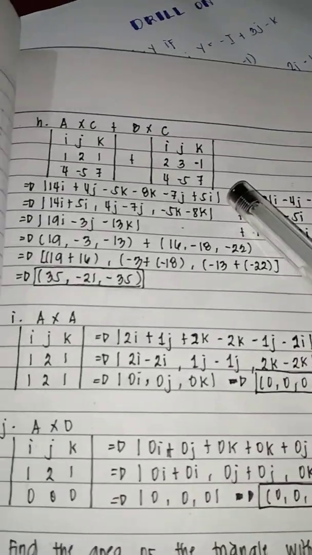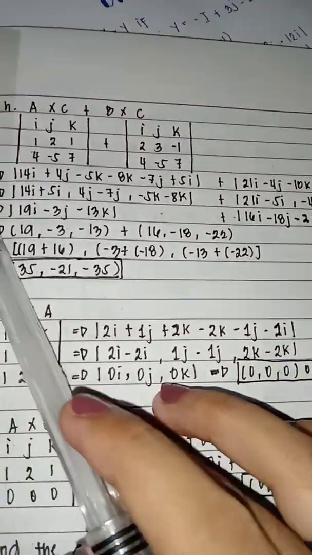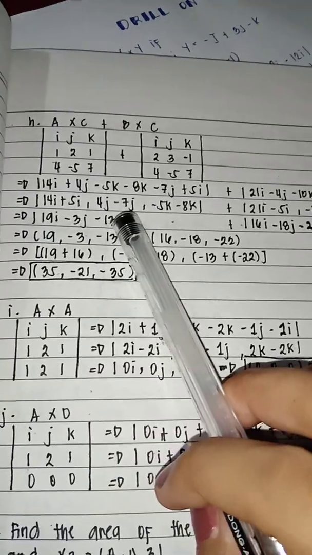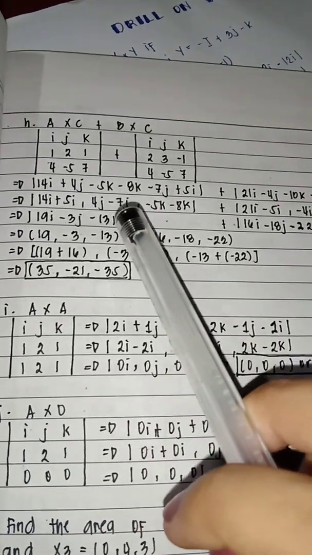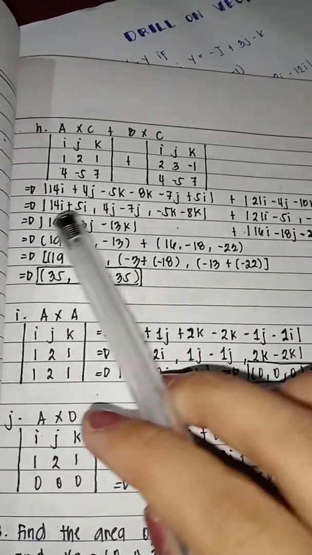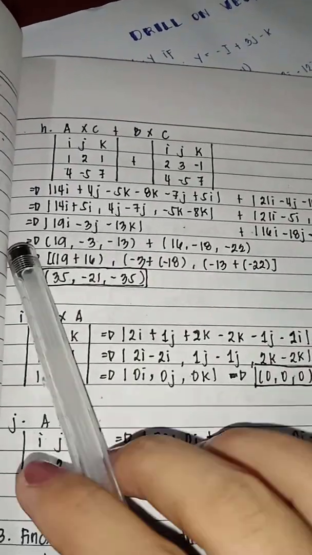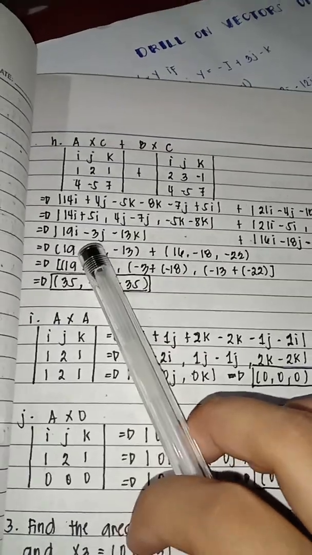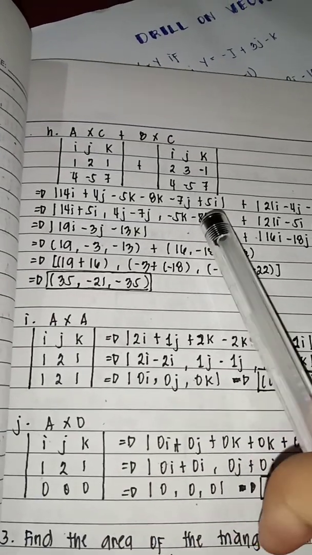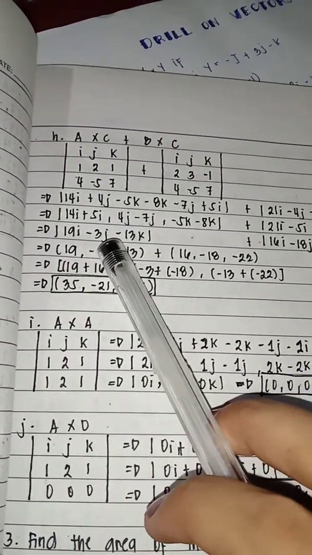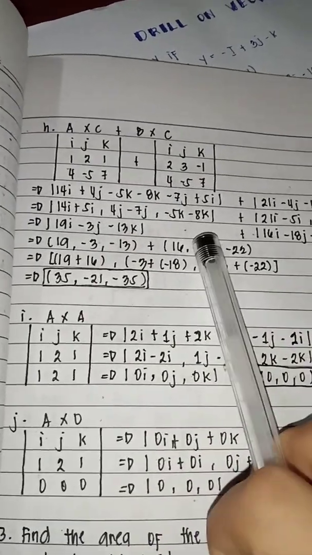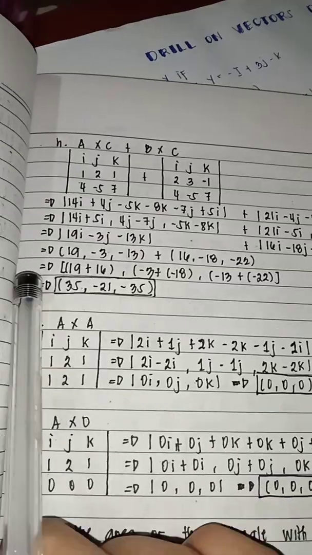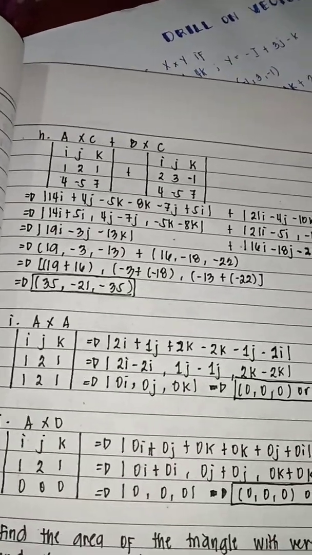So next, combine like terms. So 14i plus 5i, 4j minus 7j, negative 5k minus 8k. So 14i plus 5i is equal to 19i. 4j minus 7j is equal to negative 3j. Negative 5k minus 8k is equal to negative 13k. So the answer of A cross C is 19, negative 3, and negative 13.